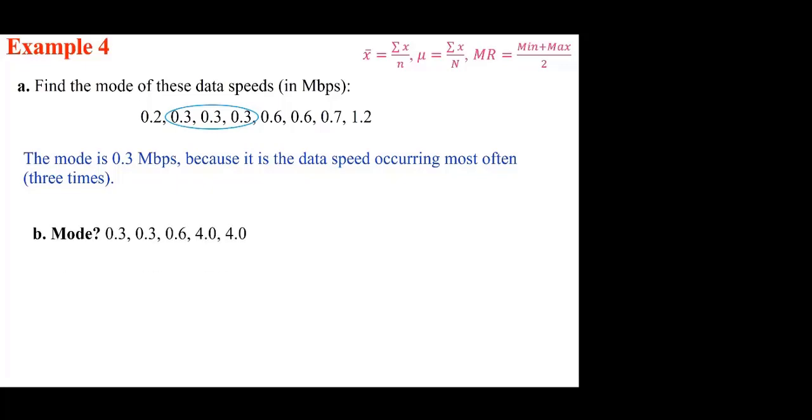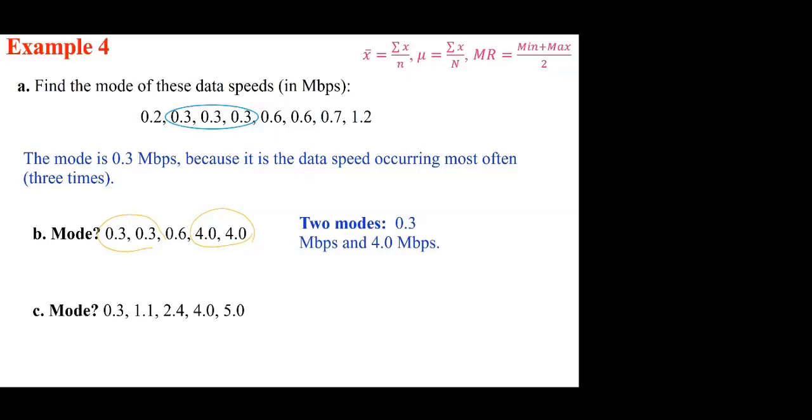How about this case? Although it's not ranked, it's not sorted, this one happens 2 times, and this one happens 2 times. So we have 2 modes, or it's called bimodal. We have the following pieces of data: 0.3, 1.1, 2.4, 4.0, and 5.0. So what's going on here? We have no mode, simply because nothing repeats. So there is no mode.